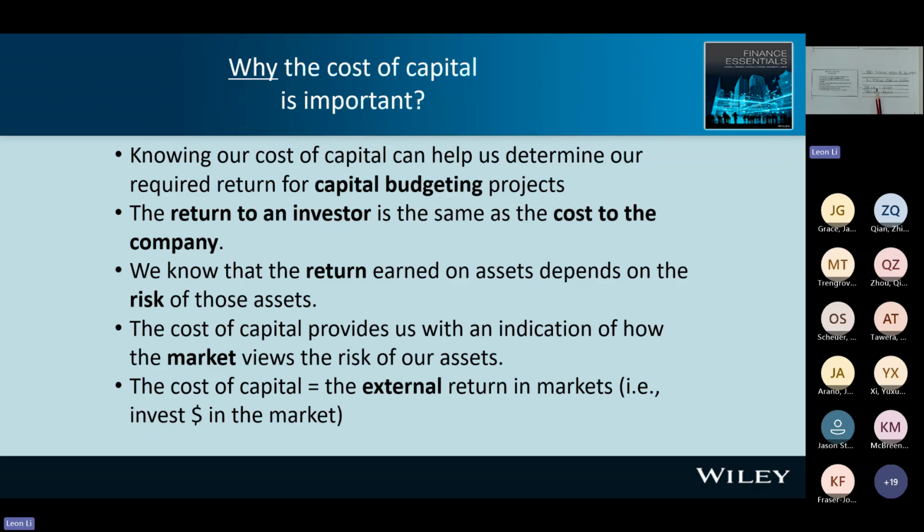If the IRR is higher than K, we accept the project. If the IRR is lower than K, we reject the project, right? So K, the cost of capital, is the external return in the market. And when I see the return, I know return will go with the risk. High risk, high return. Low risk, low return. All right, so this is about the concept.